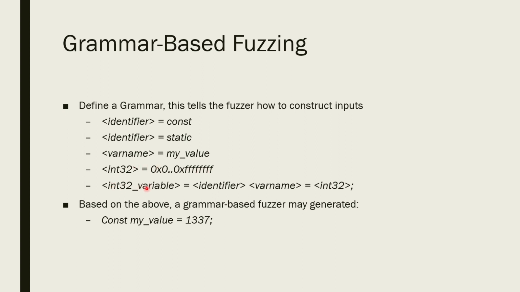And we can have an int32 variable, which consists of the identifier tag, space, var name tag, space, equals, space, int32 tag. Which means based on the grammar above, a grammar-based fuzzer may generate an int32 variable tag, which can be resolved to an identifier, such as const, a var name, such as my value, space equals space, and then an int32, such as 1337. And this could be like JavaScript or C or something, a valid input for something we're fuzzing.